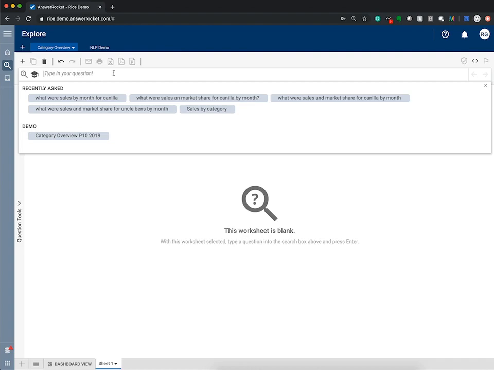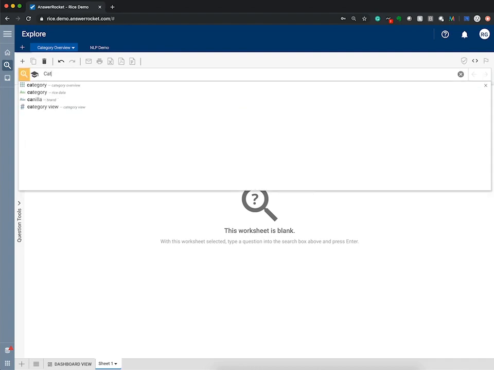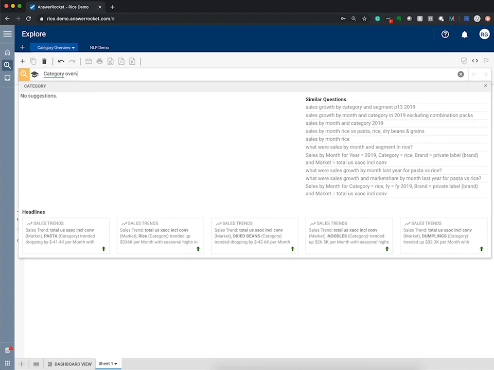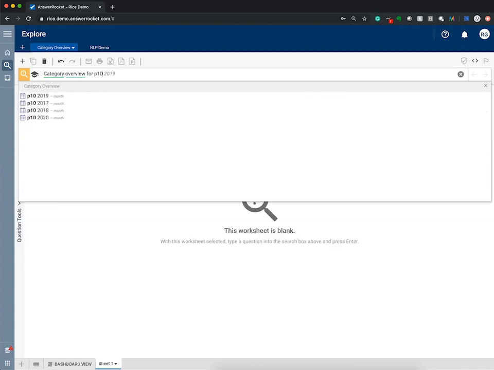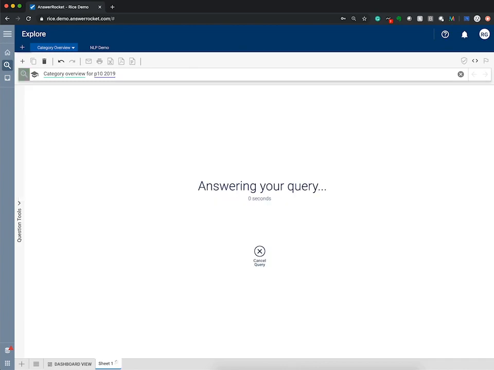So I'm going to ask a question like, give me the category overview for period 10 of 2019, right? So we're just going to ask about the rice category in October of 2019. So right now, Answer Rocket is pulling all the data required to do a category deep dive, and it's going to send it out and run it against an AI machine learning algorithm that's going to come back and give us a much more robust narrative as to how the rice category performed, as well as to what's driving change in the rice category in the background deep in the data.